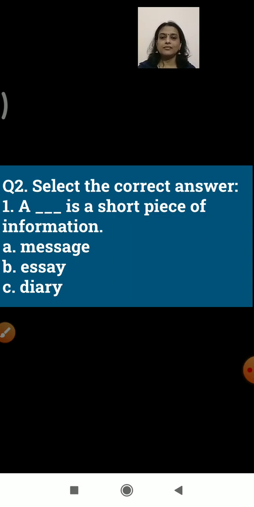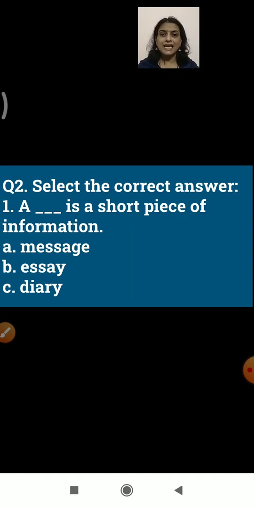First one. A dash is a short piece of information. A dash is a short piece of information. What is it now? Message. Option B, essay. Or C, diary. Now the diary option is totally wrong because it is not a short piece, right? We write a big paragraph there, right? About 80 to 100 words are there, isn't it? So again it is not a short one. So we have to select from A or B.